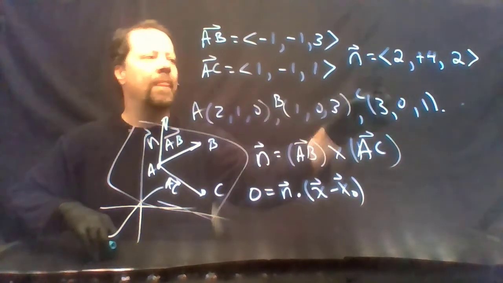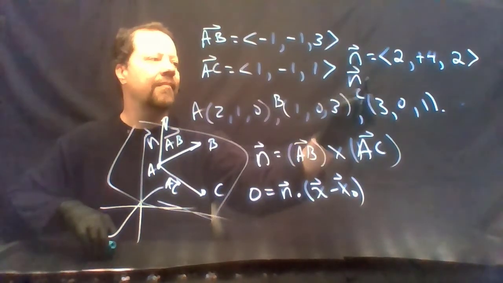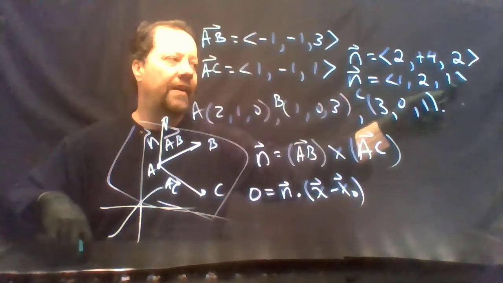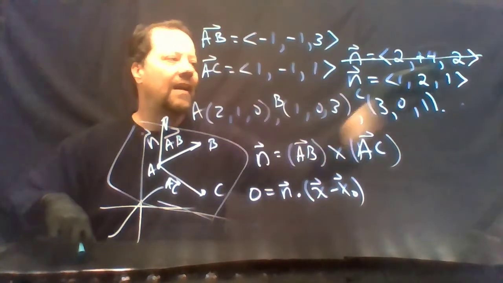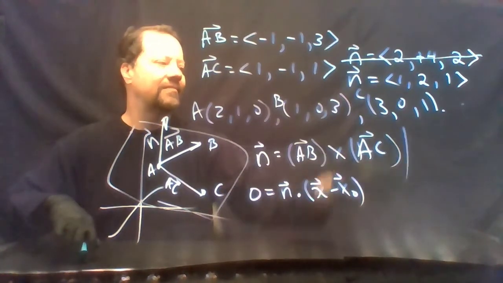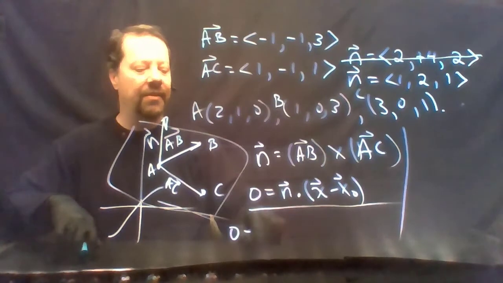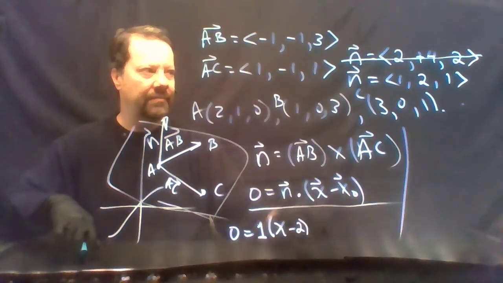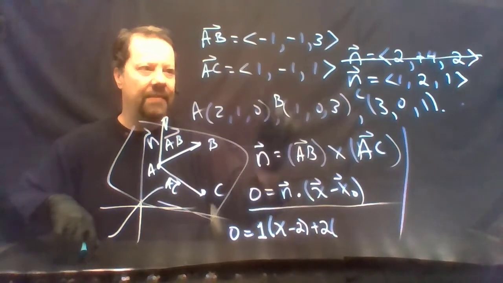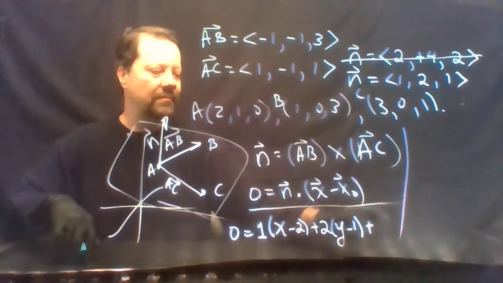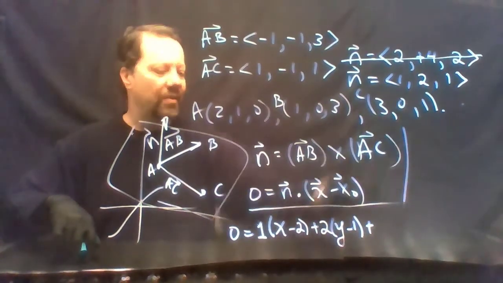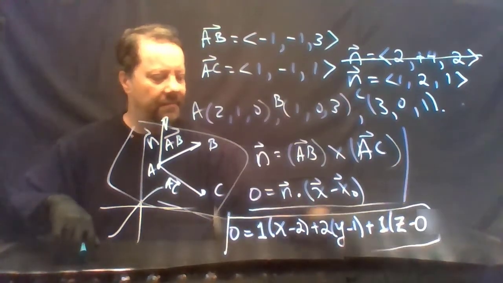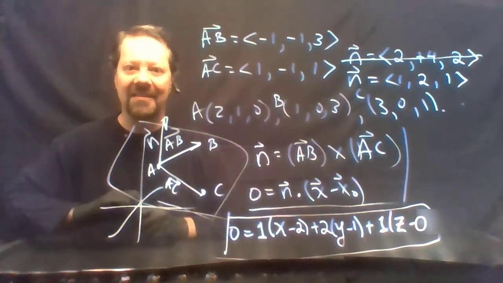That's 2. Actually, note that I can choose my normal vector to be any scalar multiple of this. It will still be normal. So just for the sake of simplifying the equation of the plane that comes, I'm going to take 1/2 of what is above. The equation for the plane is 0 = 1 times (x - 2) plus 2 times (y - 1) plus 1 times (z - 1) minus 0. And yes, we could simplify that, but we've done the hard part.